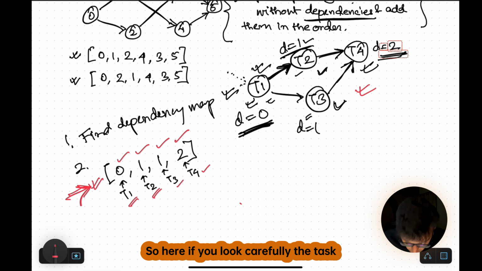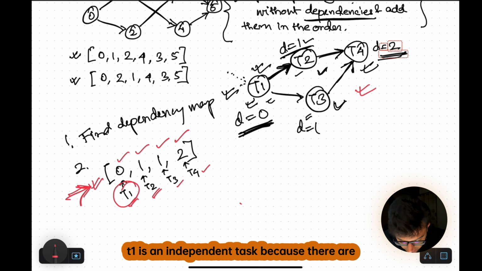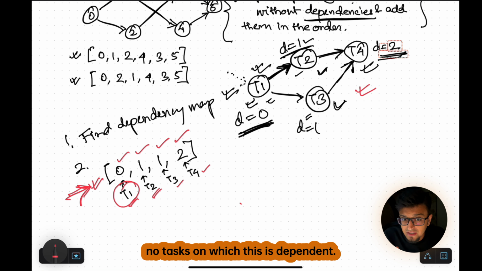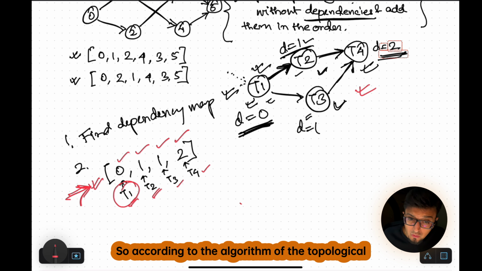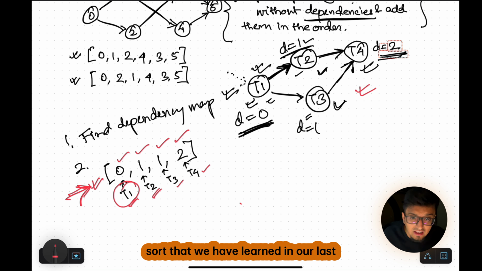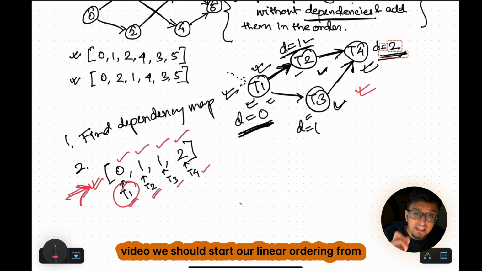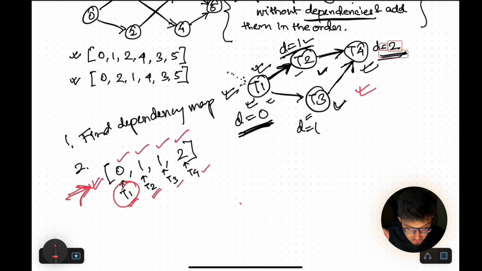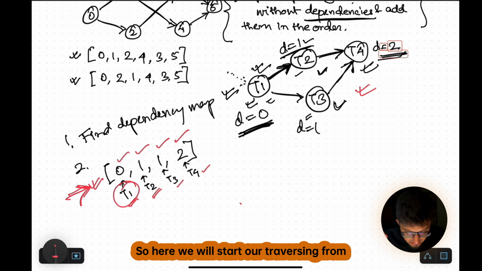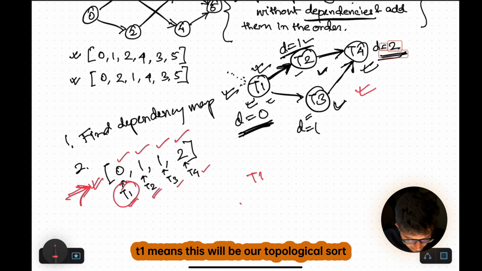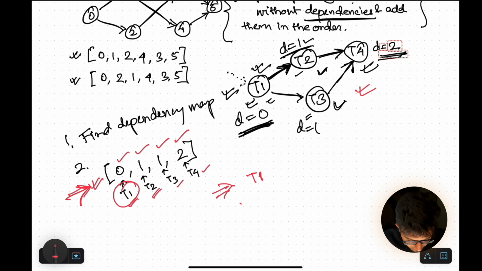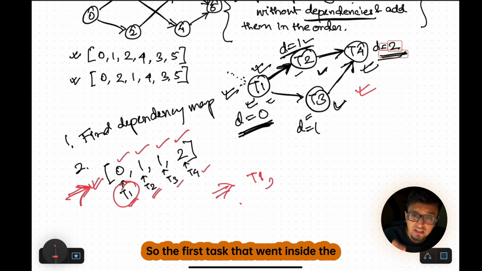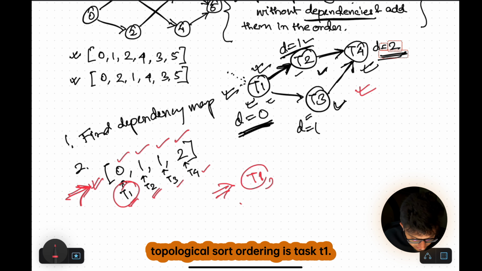So here if you look carefully, the task T1 is an independent task because there are no tasks on which this is dependent. So according to the algorithm of the topological sort that we have learned in our last video, we should start our linear ordering from the task T1. So here we will start our traversing from T1, means this will be our topological sort ordering. So the first task that went inside the topological sort ordering is task T1.